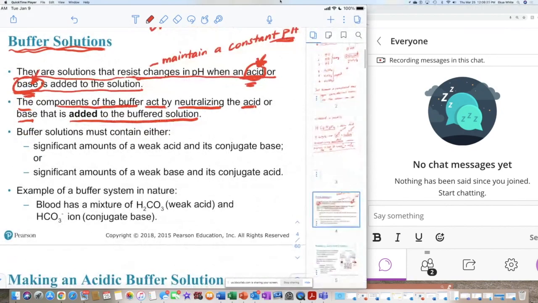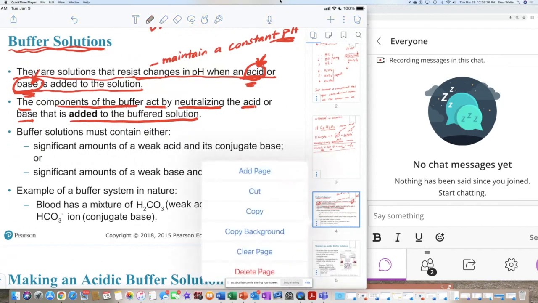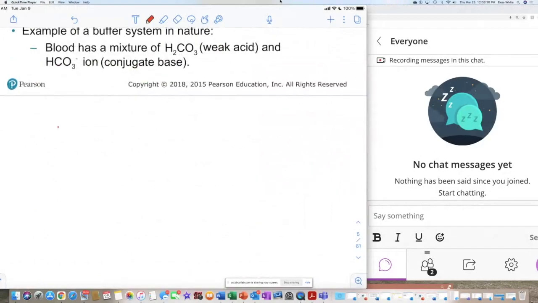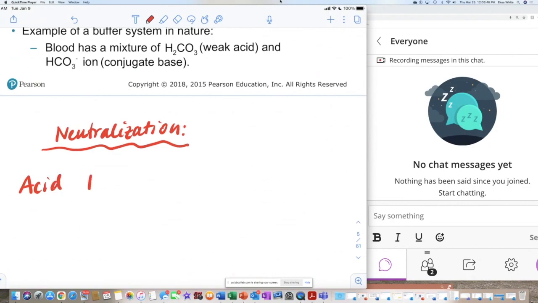So quick recap on neutralization. We covered this in the last chapter, right? Wait, where am I right now? Slide 4. We talked about this in chapter 16. Neutralization reaction. Neutralization happens when acids and bases react. So it's important to know this terminology so when you're reading through it, you understand what's being communicated. Neutralization happens when an acid reacts with a base to form salt and water.